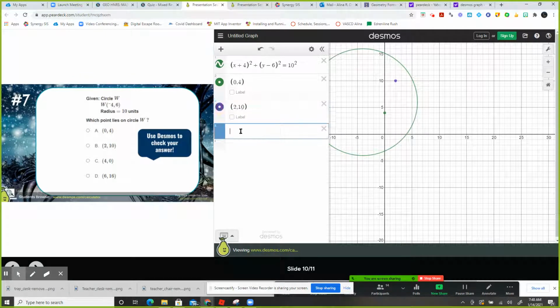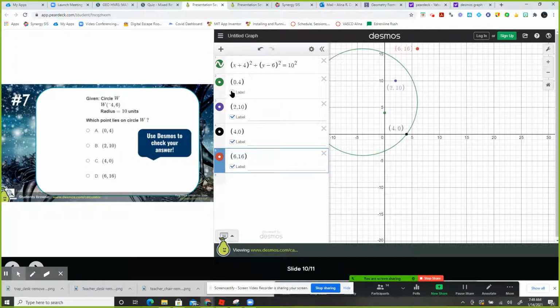It's not cheating using Desmos, it's using your tools wisely. So make sure you use your tools wisely. It's just another calculator. 6, 16, boom. And if you're not sure which one is which, you can go back and click the label button and it'll tell you exactly which one is which. Saves you a little time in graphing. So I want that black one, that 4, 0. So my answer is going to be C.